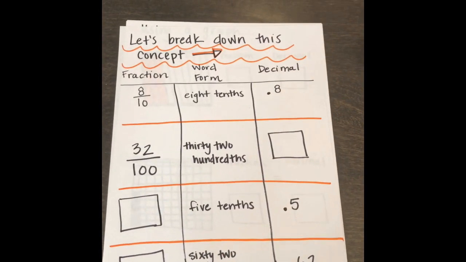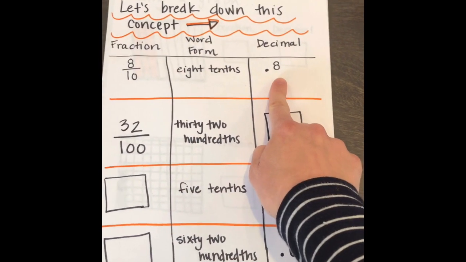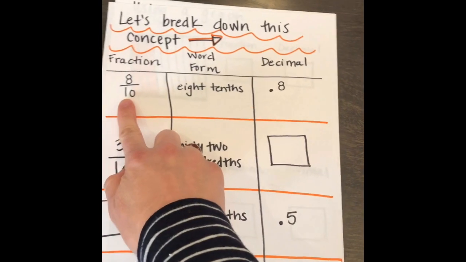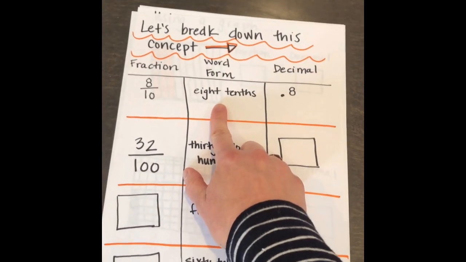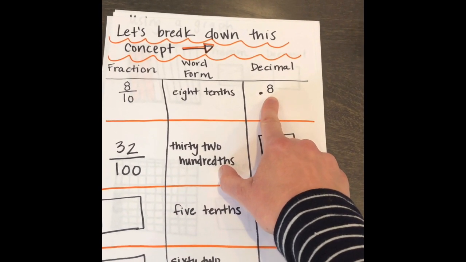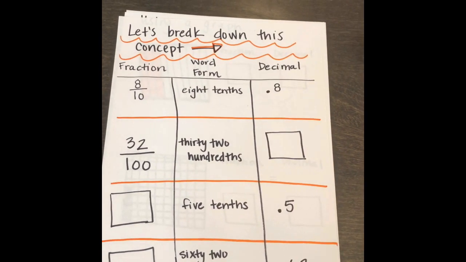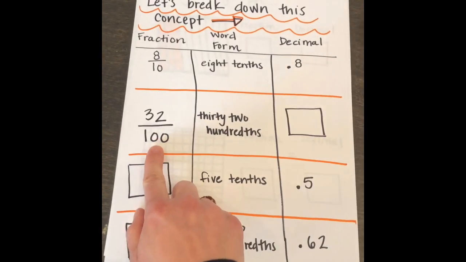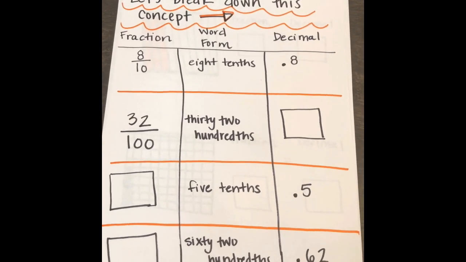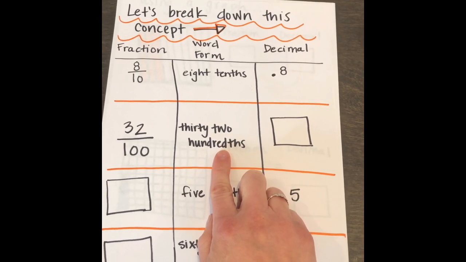So, starting up at the top, I have an example for you, similar to what you just saw. Fraction, 8/10. How we say it, 8 tenths. Our decimal, 0.8. This 8 is in the tenths place value. Let's go down to this second one. Here we see 32 hundredths. In word form, it is written as 32 hundredths.